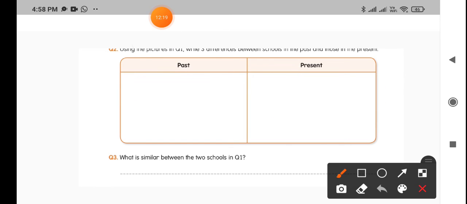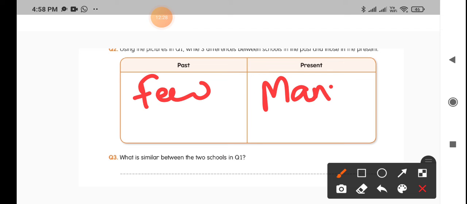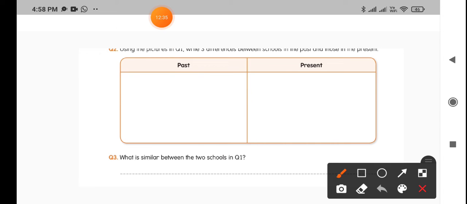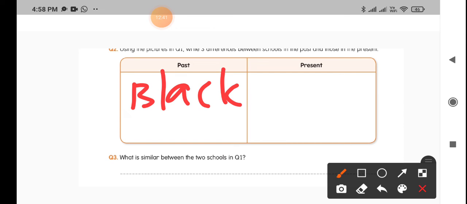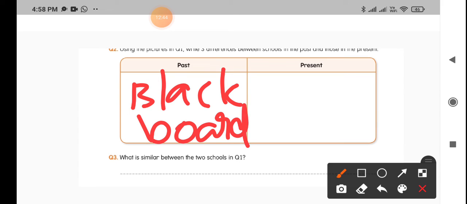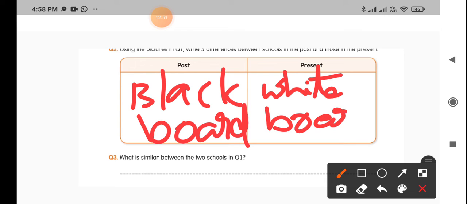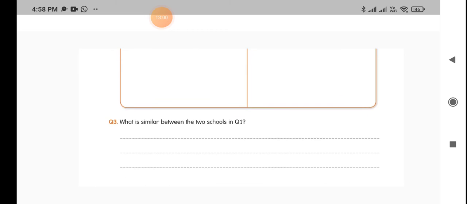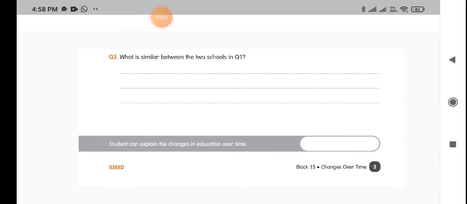And one more, in the past, very few students used to go to school, but nowadays many people are going to school. And one more difference, in the past, teachers used to write only on blackboards. Nowadays, they are writing on whiteboards, how I am writing just now. Smart boards, jam boards, all those nowadays teachers are using. So that is the difference between past schools and present schools.